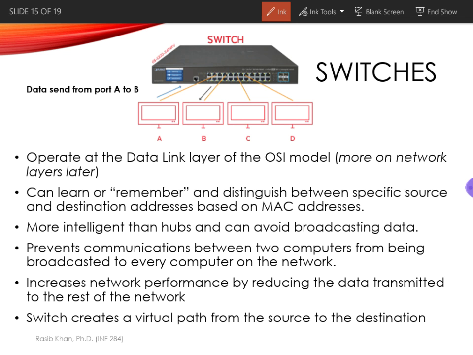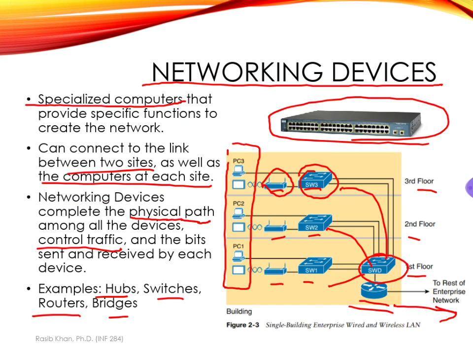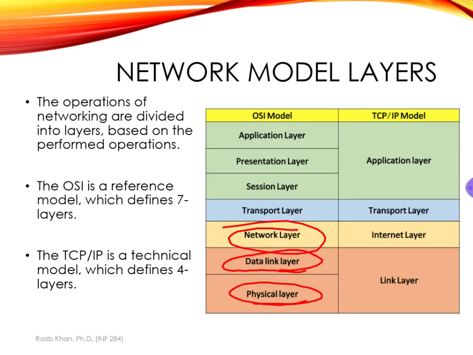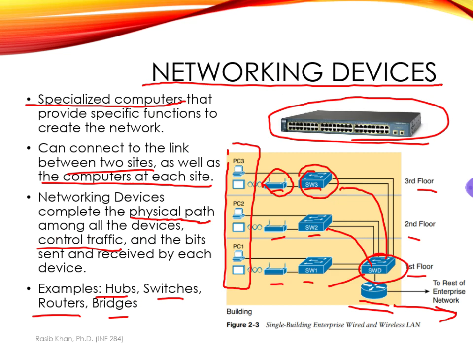A bit more intelligent than a repeater or a hub is a switch. A switch operates in the data link layer, right? So the data link layer is right here, and this is where a switch operates.